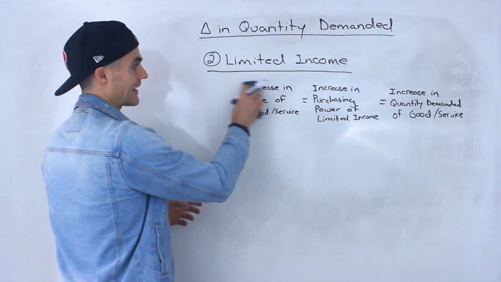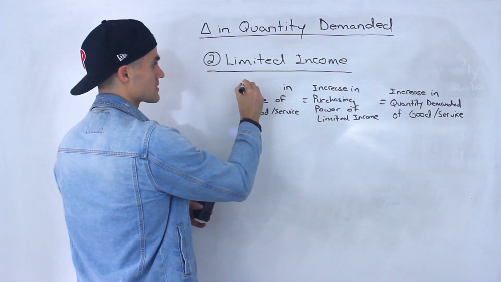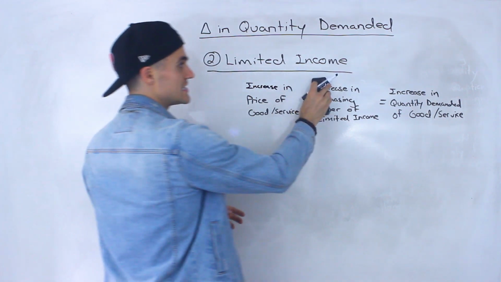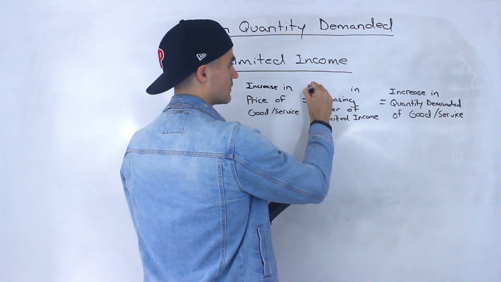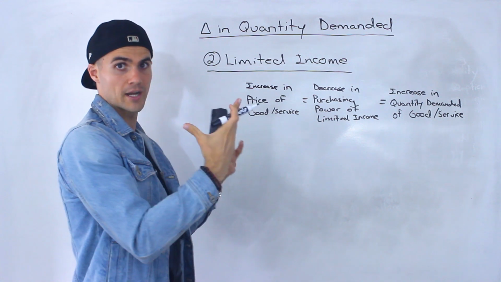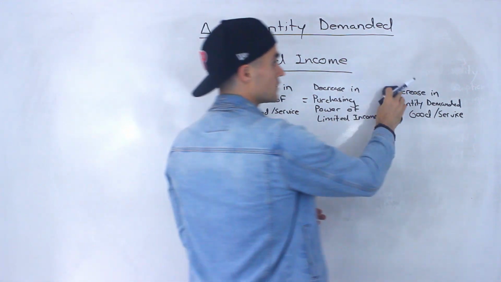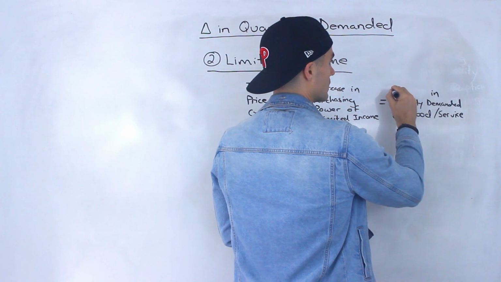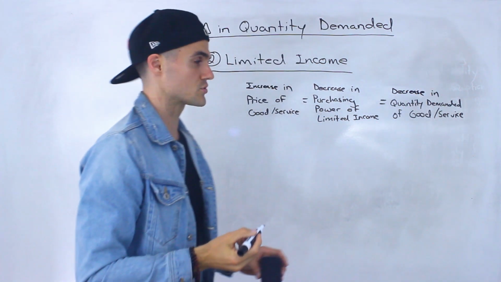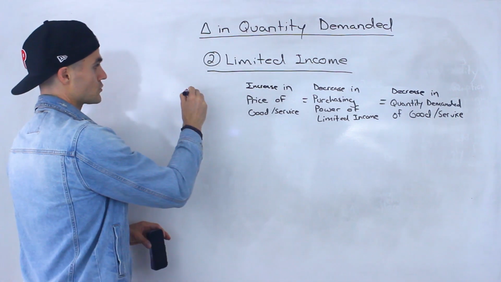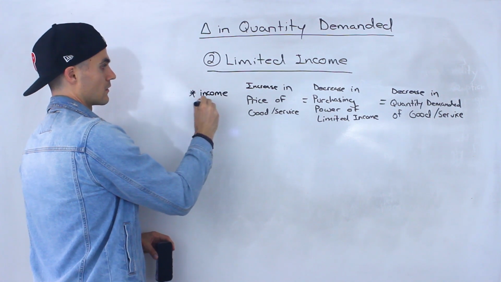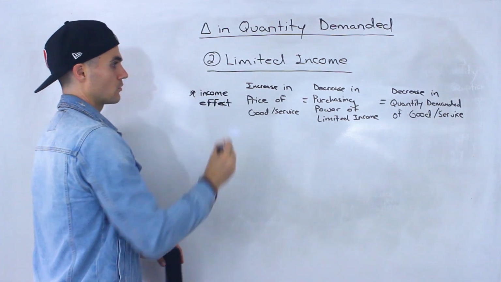And then the opposite, an increase in price of a good or service is going to decrease the purchasing power of the limited income that they have, which is going to decrease the quantity demanded of that good or service. And those two results there, they're called the income effect. So let me show you through an example what we mean by this.